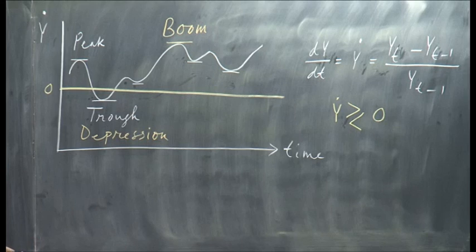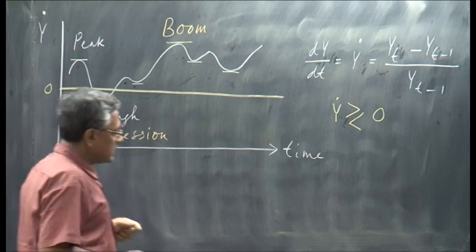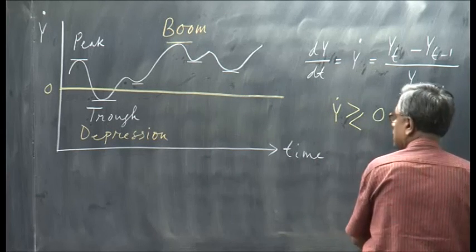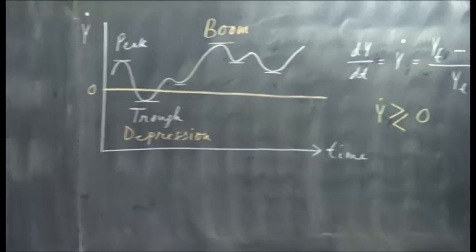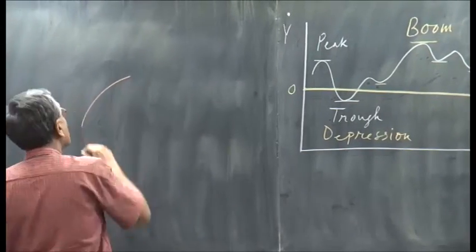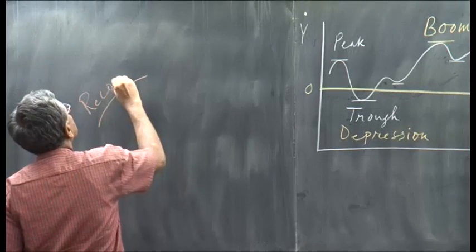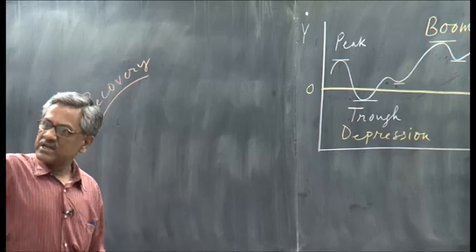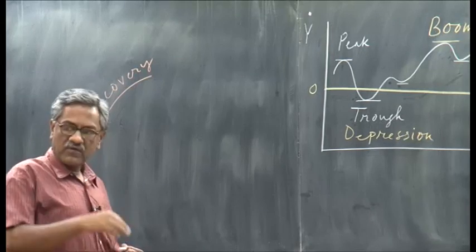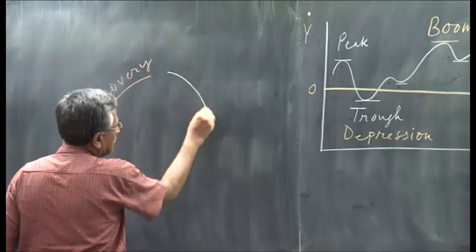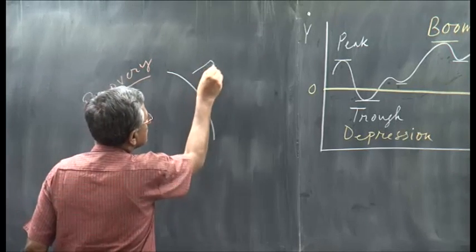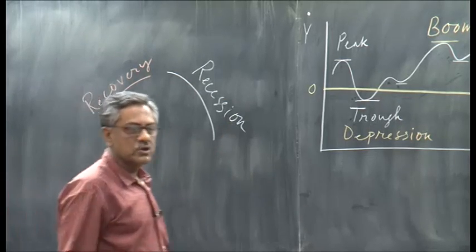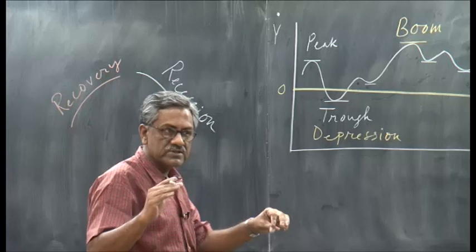And also you should know two more things which are important. When you have the upswing of a cycle, like this, it is called the recovery of the economy. From a trough, it is recovery of the economy. And when you have a downswing of the economy, all right, this is called the recession. When the downswing of the economy is in recession.